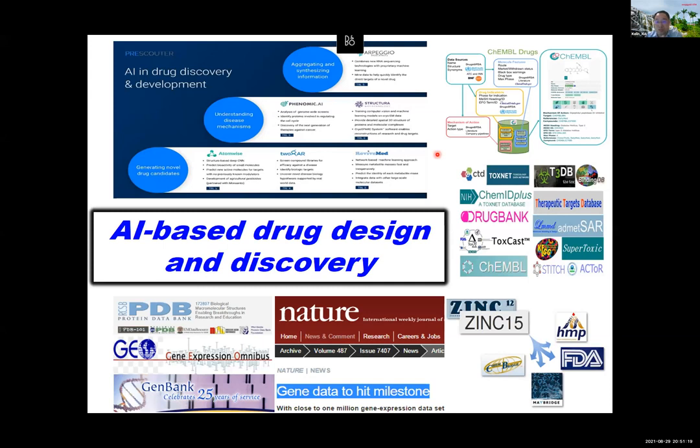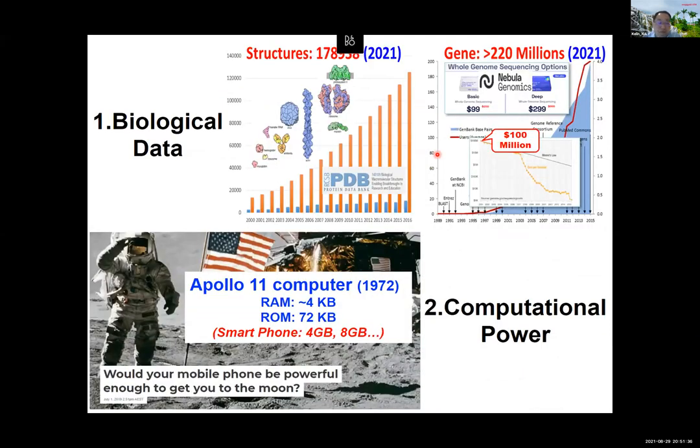Recently, due to the great development in data science, the AI-based drug design and discovery area has begun to pick up momentum. The underlying reasons for this progress can be understood from three major aspects. The first one is biomolecular data. We have a huge amount of data currently available.